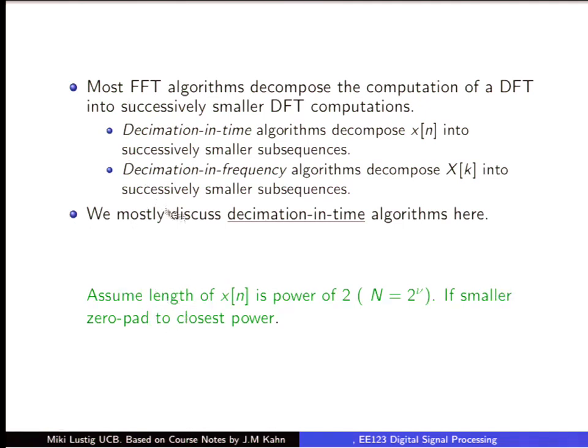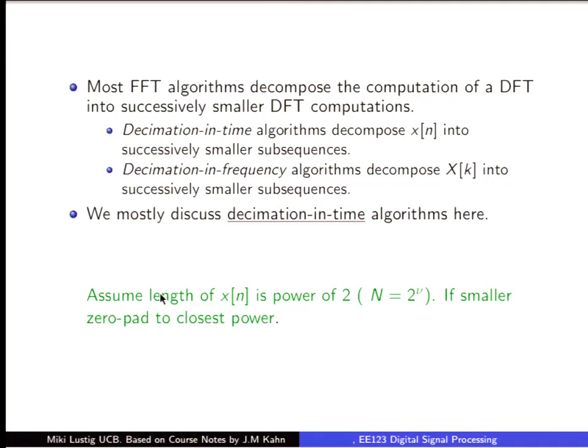We're going to mention decimation in frequency, but it's the same, but different. It's the same type of approach. Now, just for ease, we're going to assume that x of n is a sequence whose length is a power of 2. It doesn't have to be a power of 2. There are fast Fourier transform algorithms that don't need a power of 2. But right now, just for ease, we're going to assume a power of 2. And if it's not, we're going to zero pad to the closest power of 2 to compute a DFT. So we're just going to assume a slightly longer sequence.